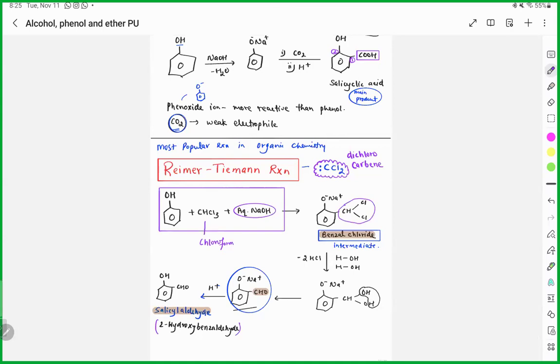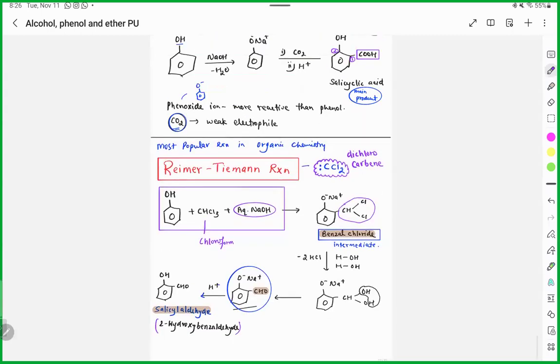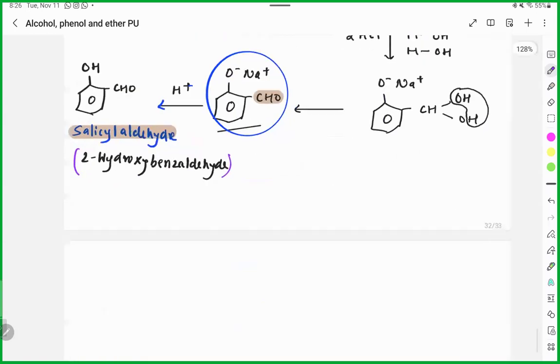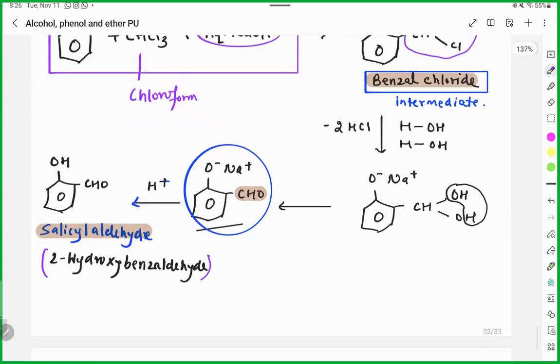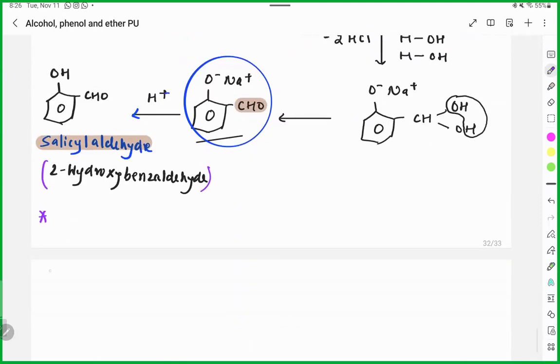But I want to ask one thing. Why do Kolbe and Reimer-Tiemann reactions form the ortho product? You know, the para product is more stable. I'm not sure, sir. I was about to ask that question. The answer is intramolecular hydrogen bonding. Intramolecular hydrogen bonding is strong in ortho. Yes, sir, I will write this question.